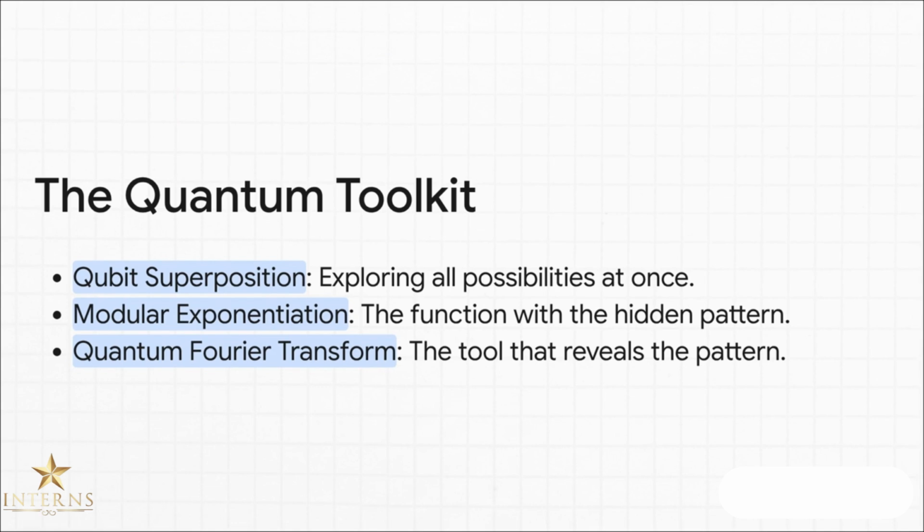So how does it pull off this magic trick? It's got an amazing quantum toolkit. First, qubits and superposition let the computer look at all the possible patterns at the exact same time. It runs those possibilities through a special math function where the hidden pattern is hiding. And then this incredible tool called the quantum Fourier transform comes in. It's kind of like noise-canceling headphones for math. It filters out all the junk and makes that hidden rhythm, the period, pop out, crystal clear.